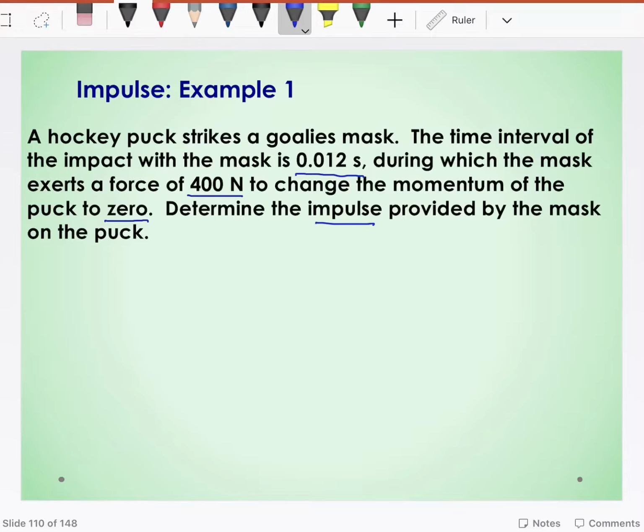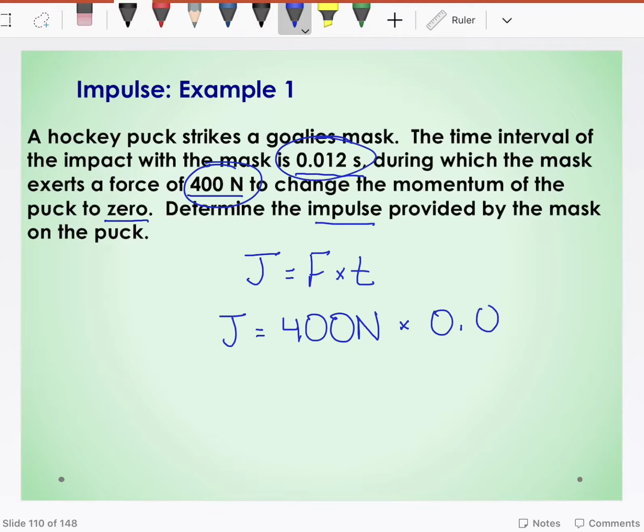What's happening here is somebody shot the puck. It's flying at the goalie's mask. Therefore, the puck had momentum. And then the mask essentially had to provide an impulse to change the momentum of the puck to 0. In this case, we're going to be using impulse equals force times time, where impulse is equal to 400 newtons times 0.012 seconds.